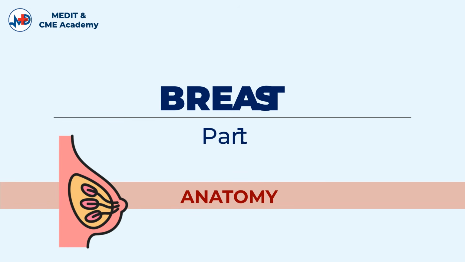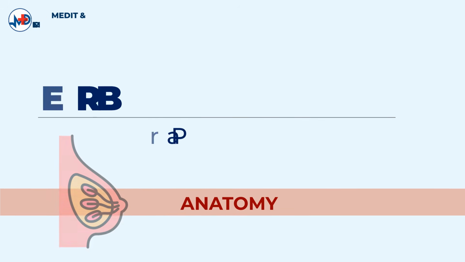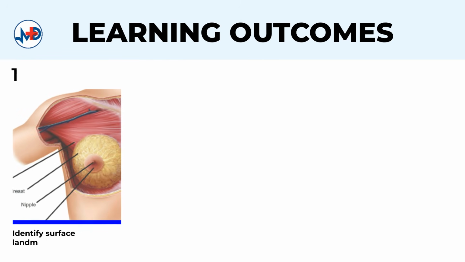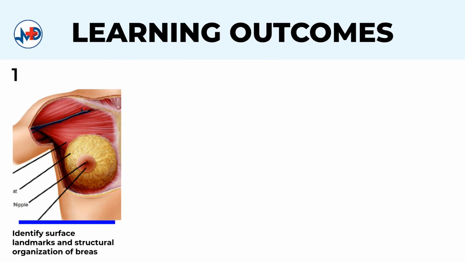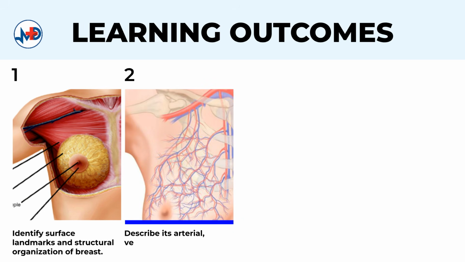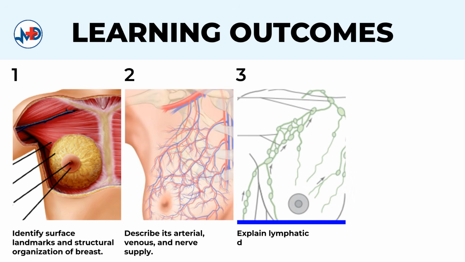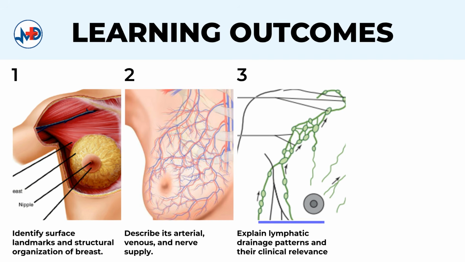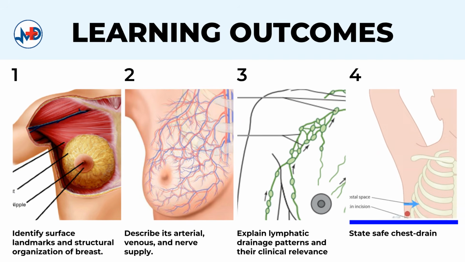Hello, and welcome to this CME Academy module on breast anatomy, Part 1, specifically tailored for your exam preparation. By the end of this video, you should be able to identify surface landmarks and the structural organization of the breast, describe its arterial, venous, and nerve supply, explain lymphatic drainage patterns and their clinical relevance, particularly for malignancy or infection. Lastly, stating the safe chest drain insertion landmarks.